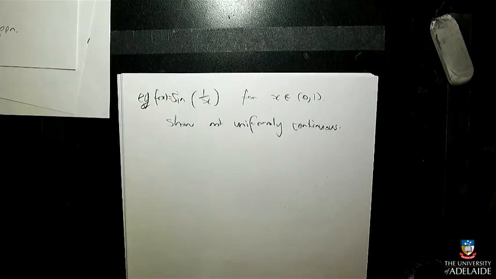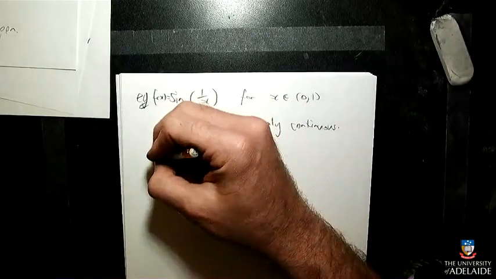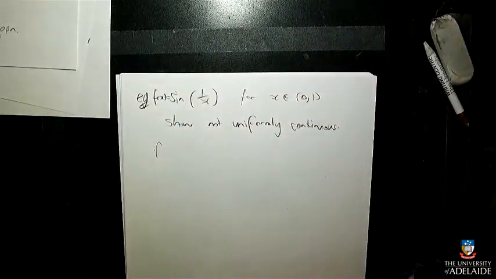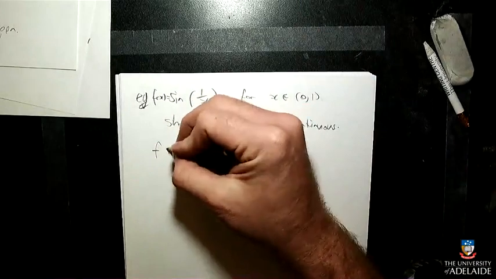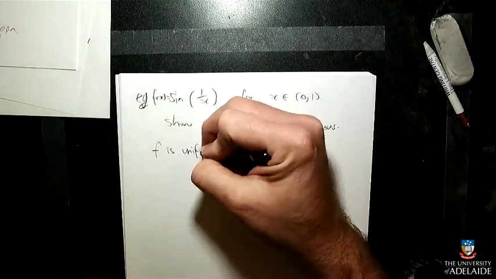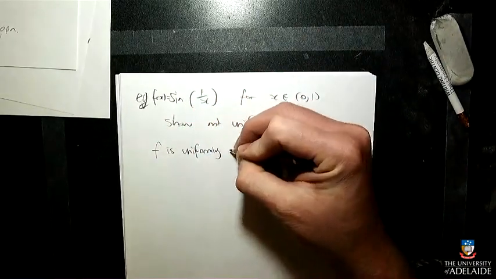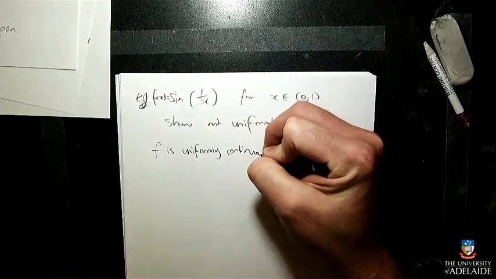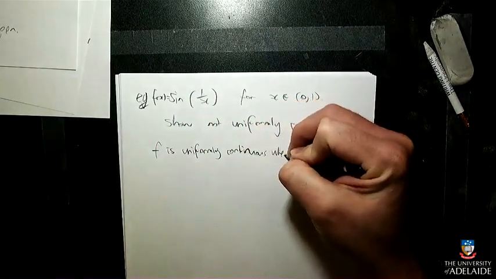Let f be a function from the interval 0 to 1 to the numbers. Just wait, slow down. I'm trying to find a pencil that actually works. I may switch to a different pen. And so f is uniformly continuous when what?